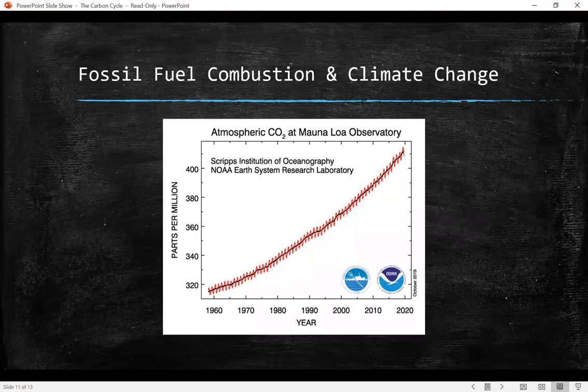This graph shows the continued measurement. The concentration of carbon dioxide has been climbing and now has reached 400 ppm. Carbon dioxide is a major greenhouse gas that contributes to climate change.